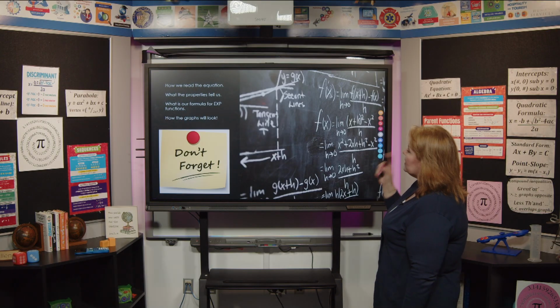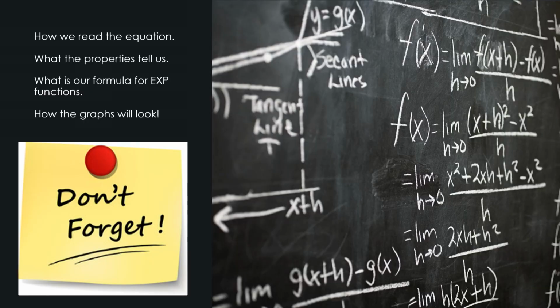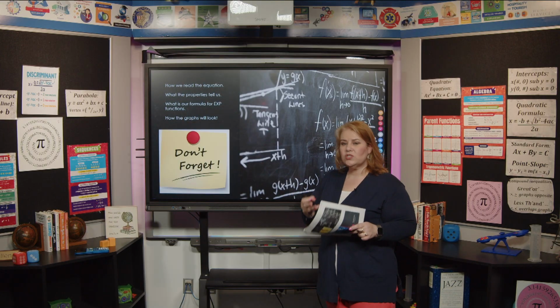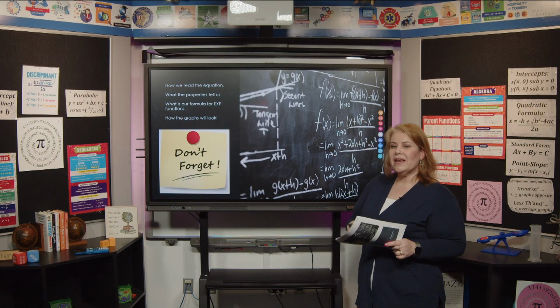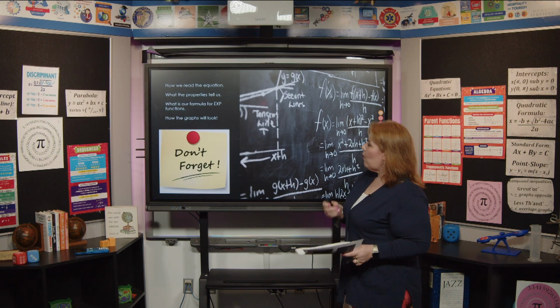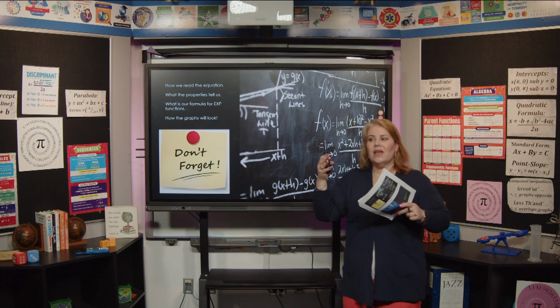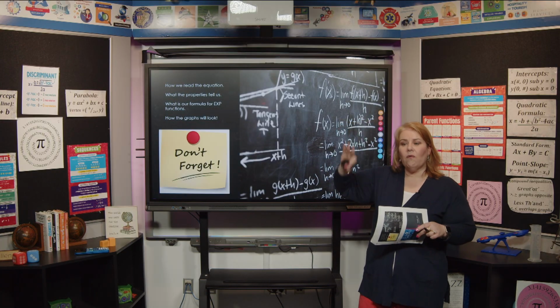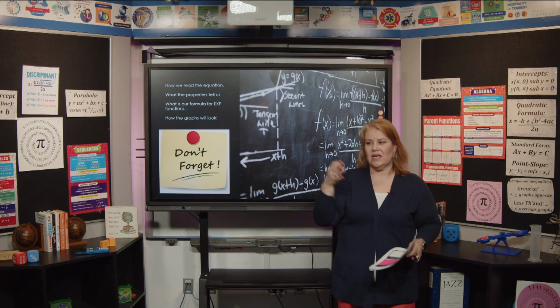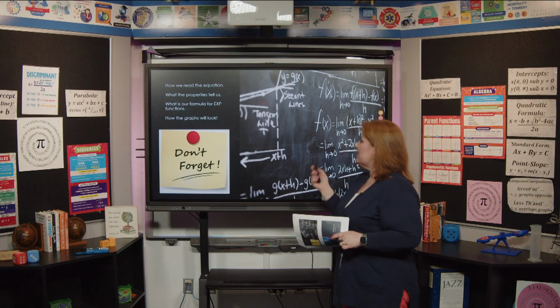Good job. All right, something that I don't want us to forget is how we read these equations. We need to make sure that we're understanding that y equals a times b to the x and what those two mean. We need to make sure that we're understanding the properties that go along with this exponential function. We need to understand the formula y equals a times b to the x and what these different equations look like on the graph. Are they increasing? Are they decreasing? Is that a growth? Is that a decay? We need to make sure that we're looking at all of that and keeping it in mind.